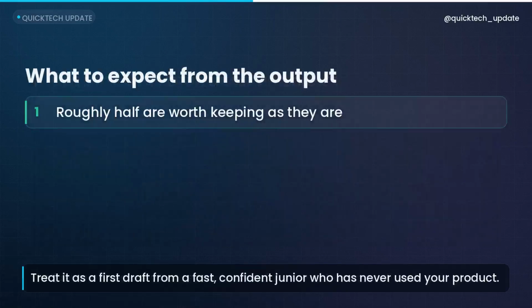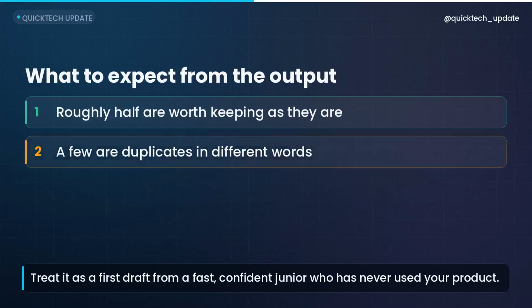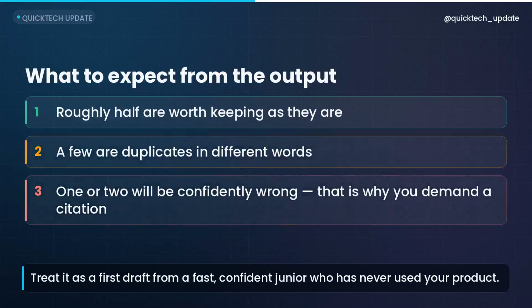Set your expectations properly. Roughly half the output is worth keeping as is. A few will be duplicates in different words. And 1 or 2 will be confidently wrong, which is precisely why you demanded a citation. Treat it as a first draft from a fast, confident junior who has never used your product.